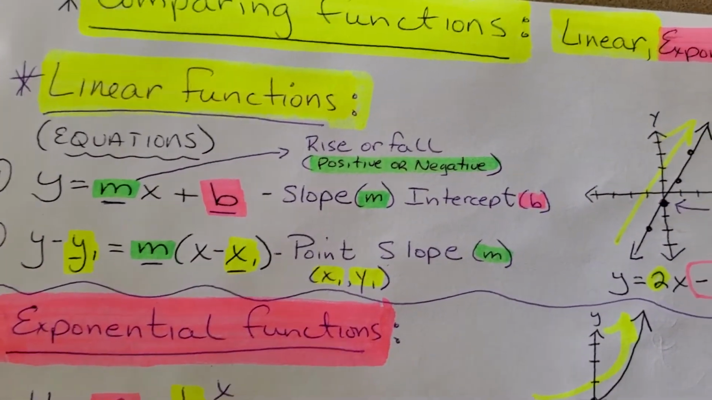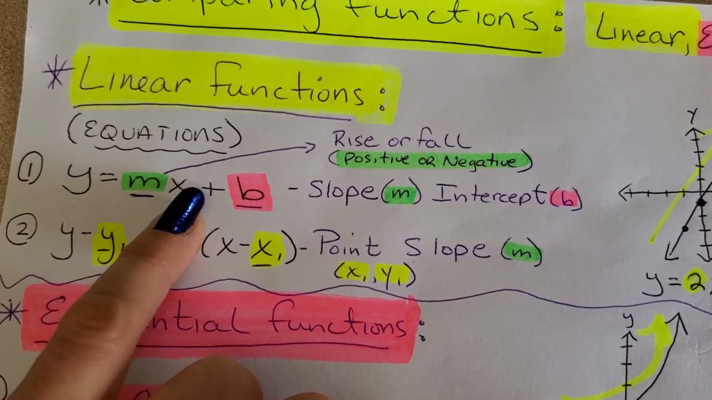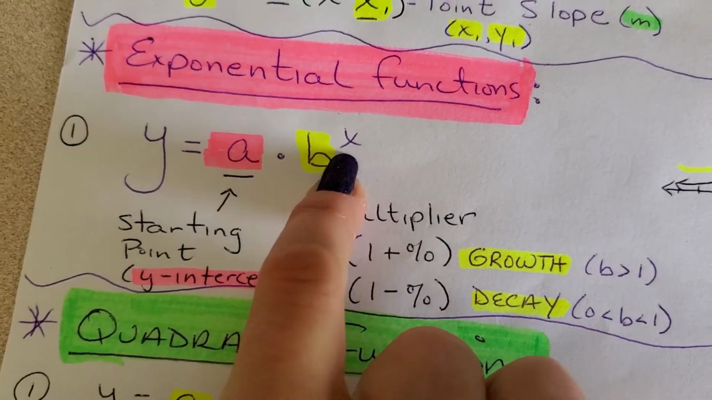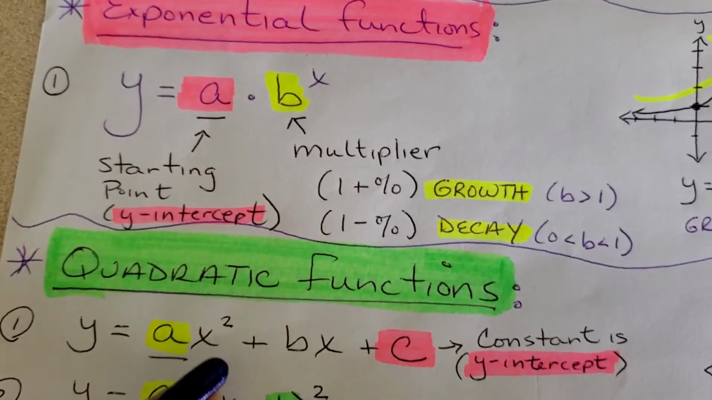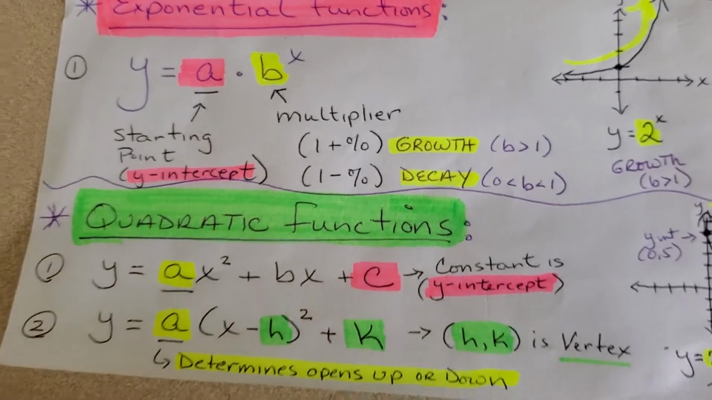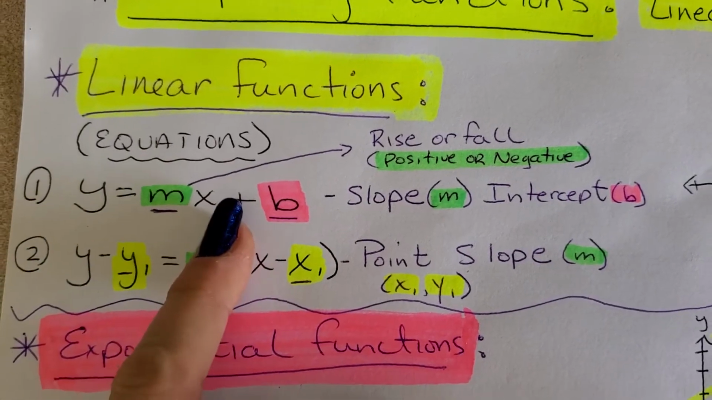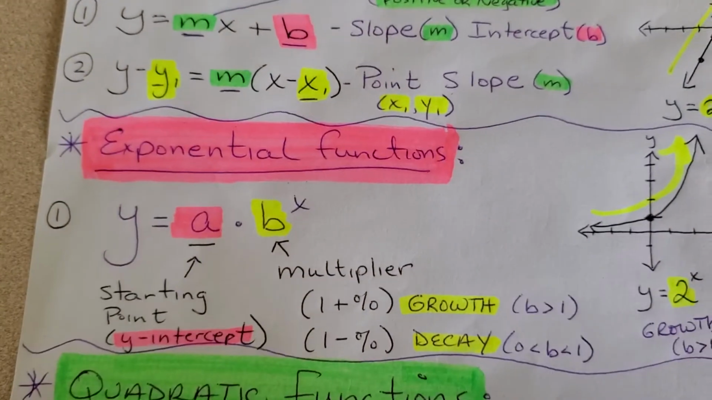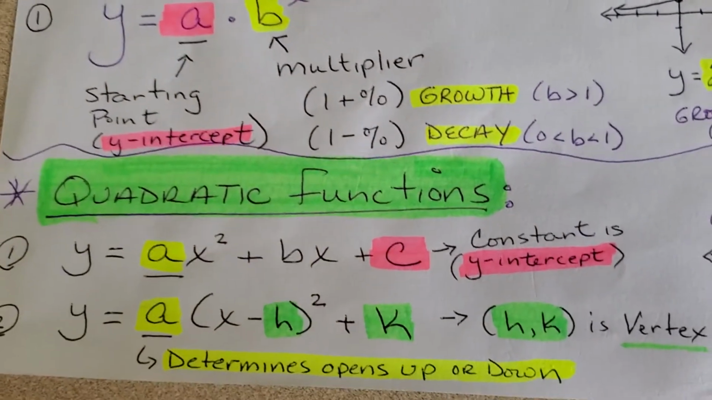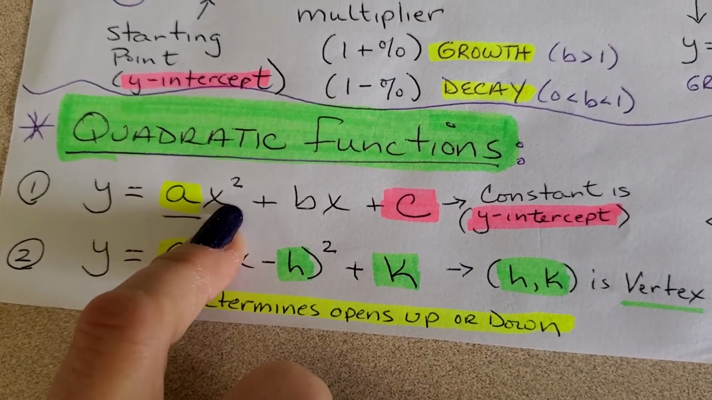So linear has an x value that has a greatest degree of 1. As you can see in exponential, the exponent is the actual variable, and in quadratic functions, the x has a highest degree of 2. That is how we determine if we have a linear function, greatest degree of x is 1, an exponential function, the x is the exponent, or a quadratic function where 2 is our greatest degree of our equation.